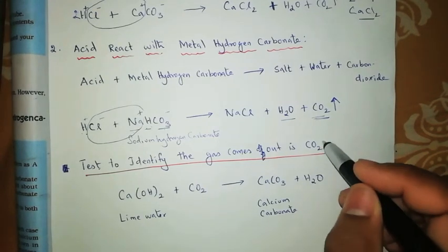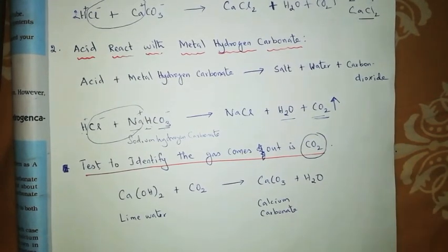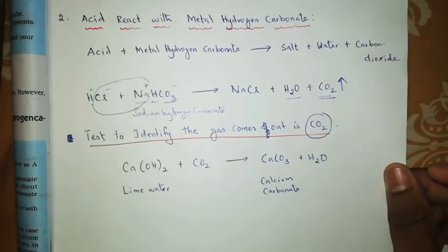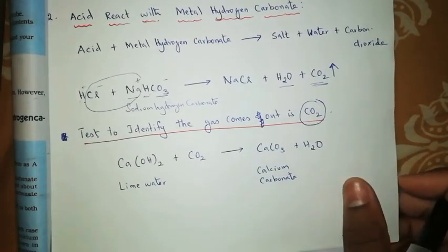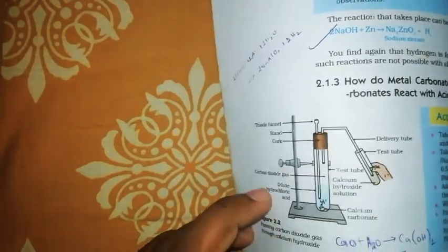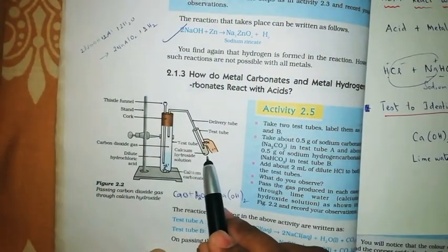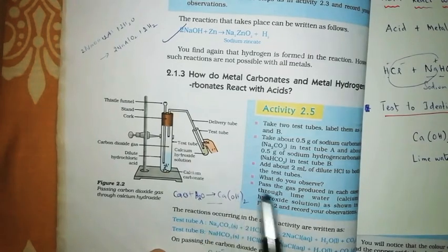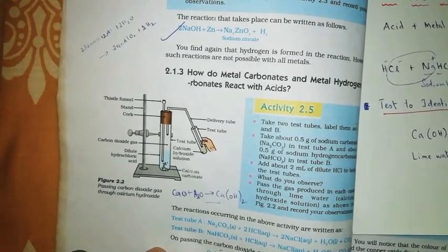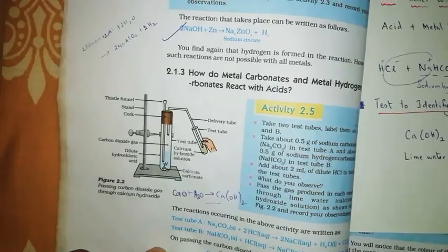Okay, now how to test this carbon dioxide? It's a simple way. What we do is, even in the activity, you remember that there is a test tube which is given here. This test tube contains calcium hydroxide. And what is calcium hydroxide? Yes, it is lime water.